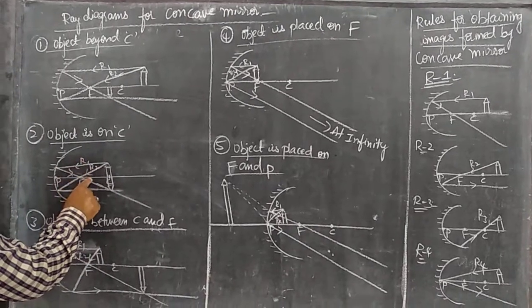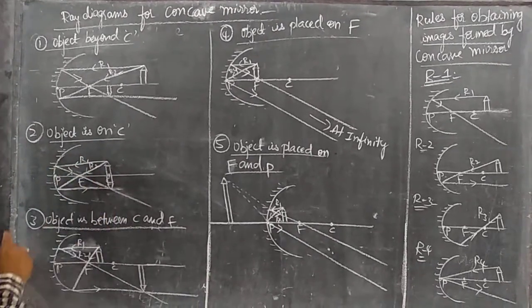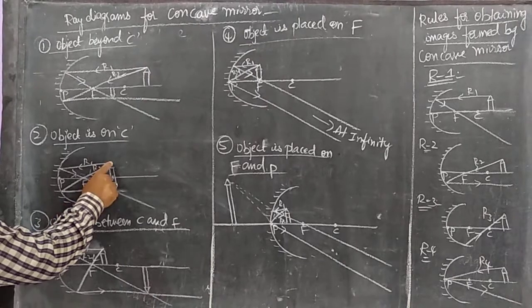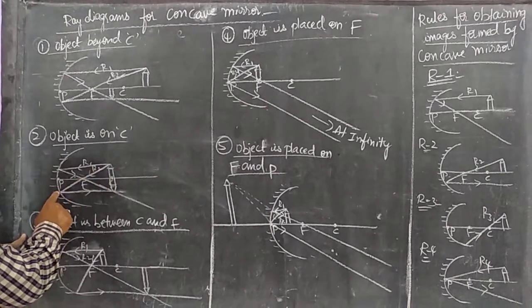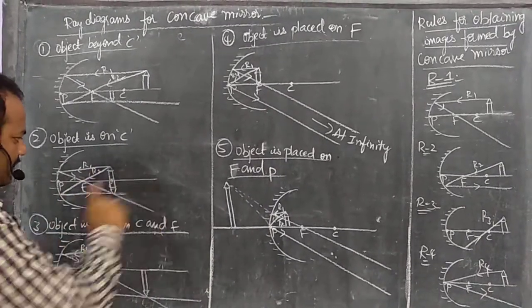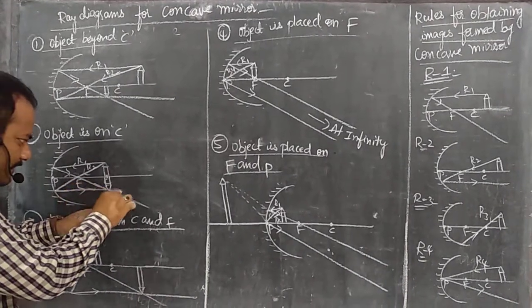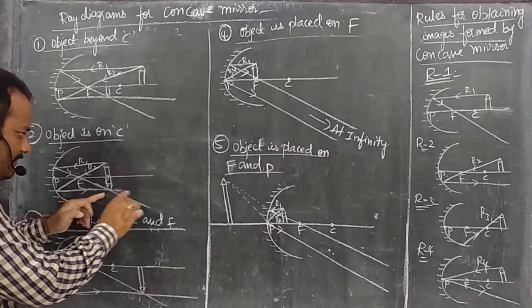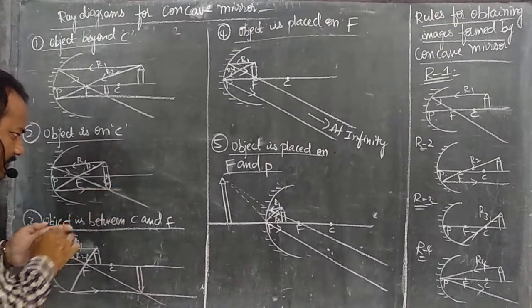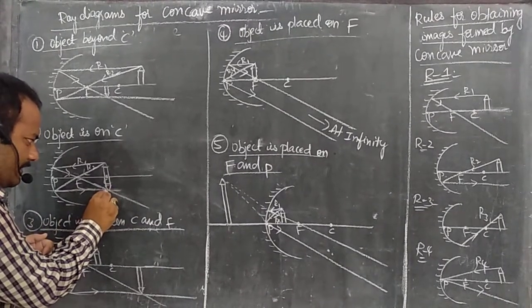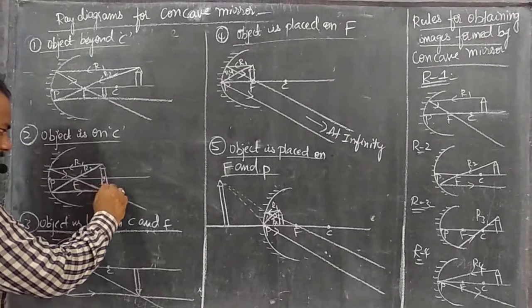The incident ray is parallel. The reflected ray passes through the focus. Rule 2 says that the incident ray passes through the focus and the reflected ray is parallel to the principal axis. So where do we get the image? Where these 2 reflected rays, these 2 intersecting lines, meet at one point. Where they meet, there only we should draw the image. So here I am drawing the image.